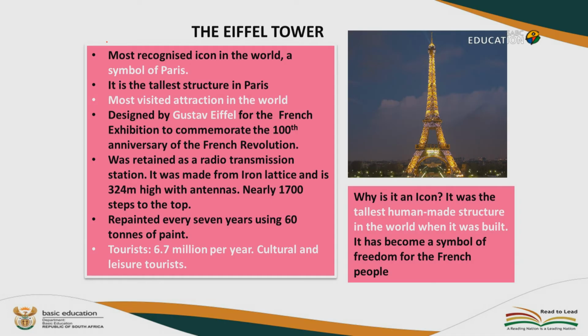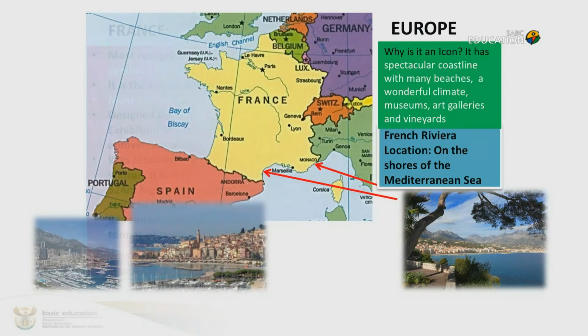The Eiffel Tower, in your slides, you will receive slides where you will be able to study why it is an icon, the most recognized icon in the world, a symbol of Paris. Everyone who visits Paris wants to go there. We have this one again, the French Riviera. Why this French Riviera? It talks about a spectacular coastline with many beaches, a wonderful climate, museums, art galleries, and vineyards.